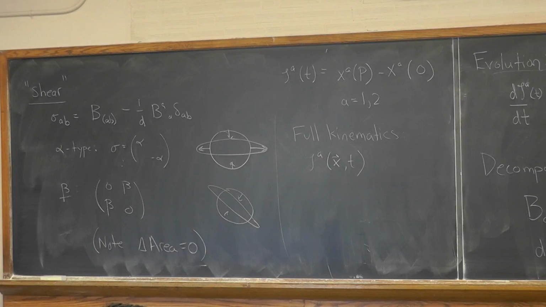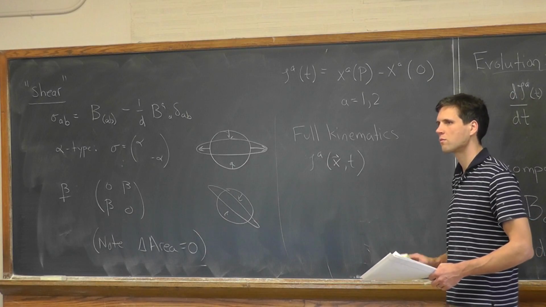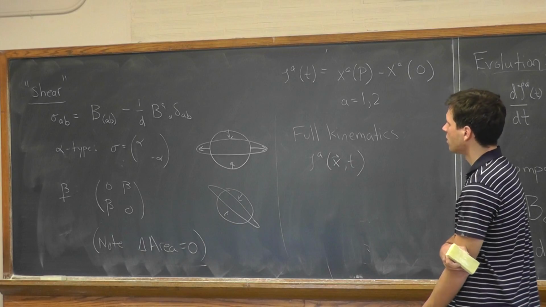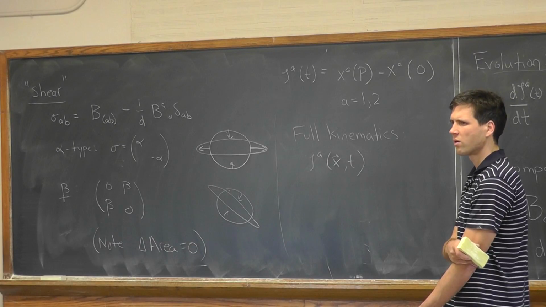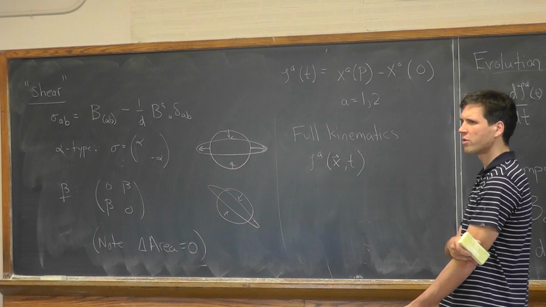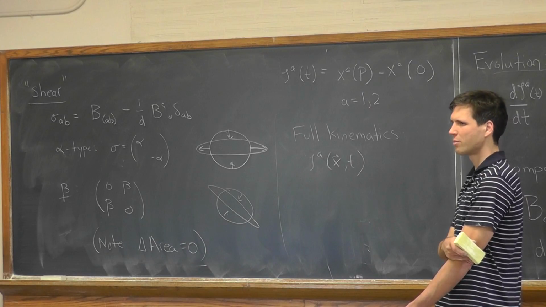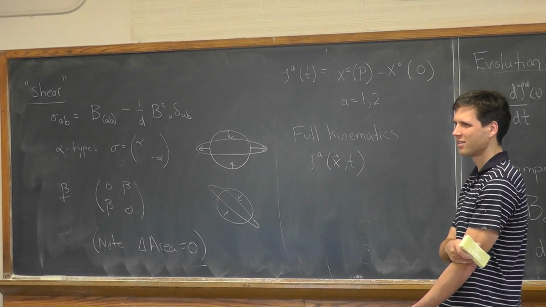Okay, questions about that? For higher dimensions, are there even more types of shear, or is it all the same? There are more. It should be the rank of the symmetric traceless representation, which is getting bigger. Yeah.